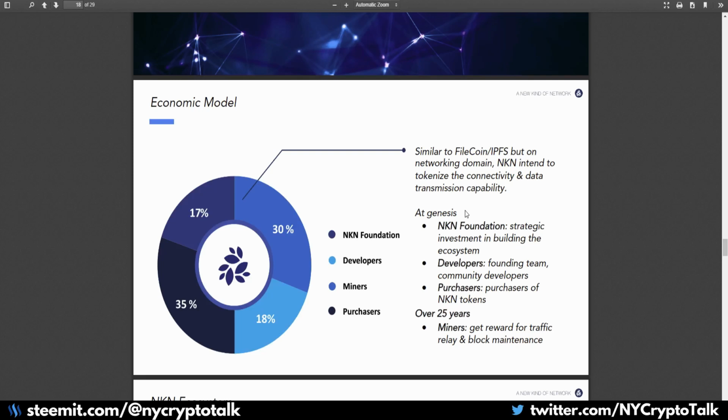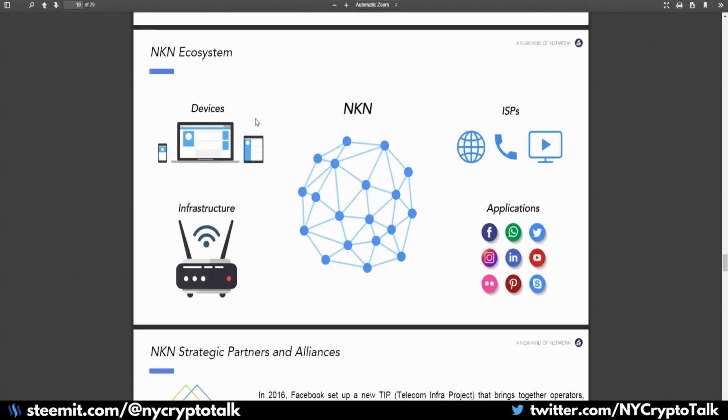35% is going out to the initial group of individuals. The NKN Foundation will hold 17% of the tokens, and then 18% will actually go to the developers, which include the founding team as well as community developers. So this is what the ecosystem would look like.